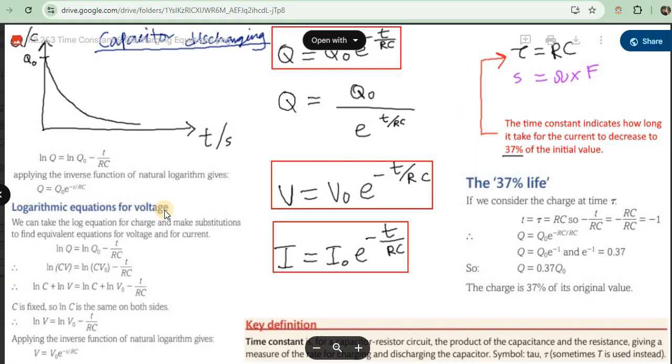Logarithmic equations for voltage: we can take the log equation for charge and make substitutions to find equivalent equations for voltage and for current. So you see here, we are applying this. Now for Q we can substitute CV. Then remember, this is the initial charge, so capacitance is fixed for a certain capacitor. Then V naught is the initial potential difference across the capacitor.